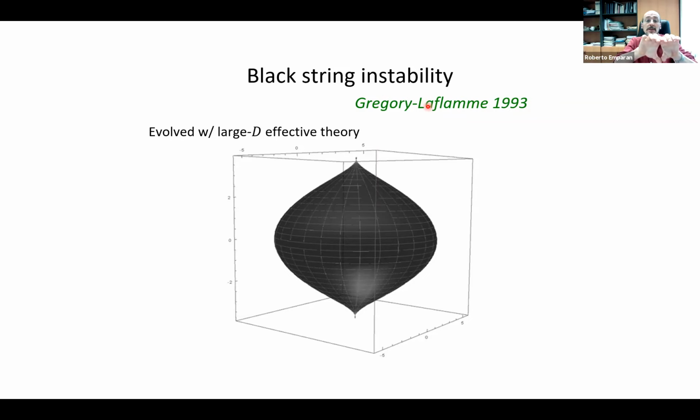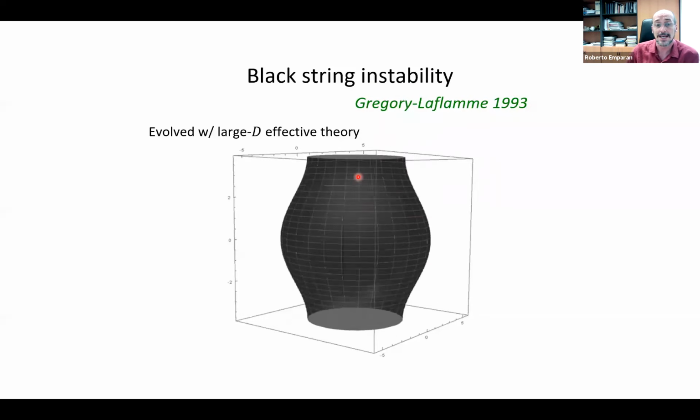Think of a black string as some tube, and just like a fluid tube is unstable to developing the famous Rayleigh-Plateau instability, where your fluid tube splits into droplets of water, something that you can see in your kitchen sink every day, something similar happens for black strings. And this was proven by Gregory and Laflamme by solving the perturbation equations numerically. What we have found here is that we can do everything analytically in this large D limit and reproduce this instability.